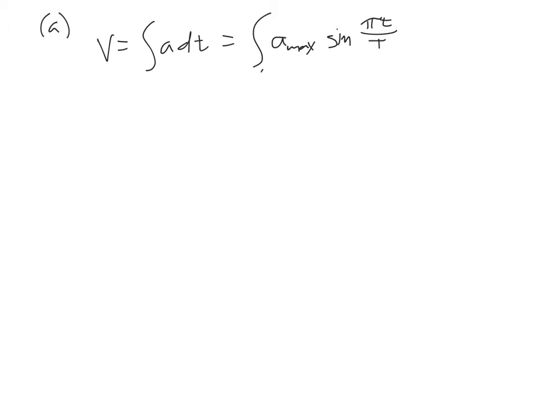Alright, part A says determine what the velocity of the skier is while it's accelerating. And we're supposed to assume that it starts at rest. So, we know what the acceleration is. So what we're going to say is that the velocity is the integral of the acceleration with respect to time. Here, the acceleration is represented by a max sine of pi t over T. And we're going to do it from 0 to t.